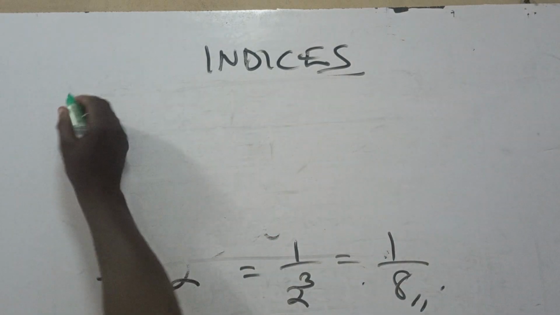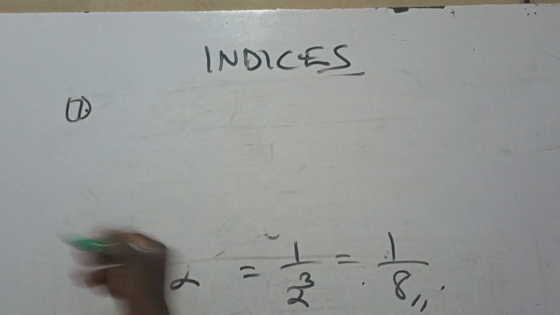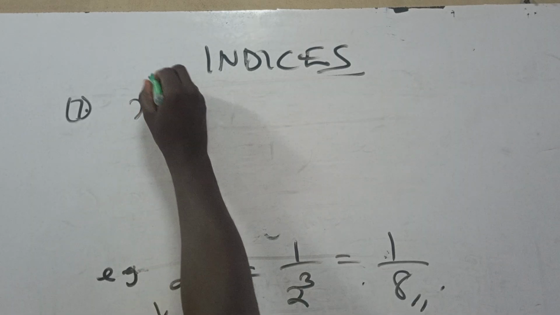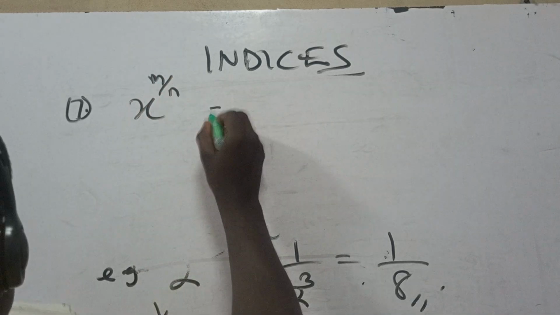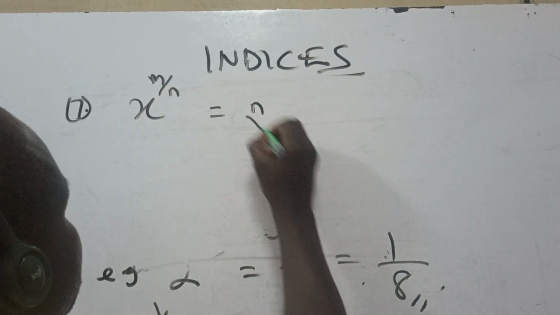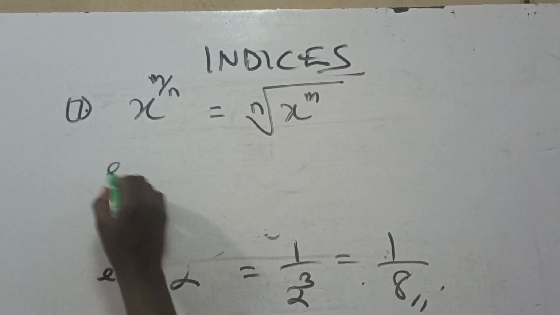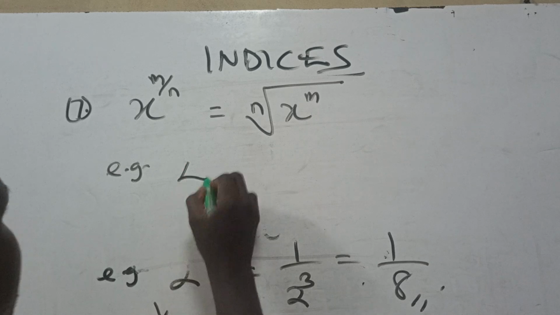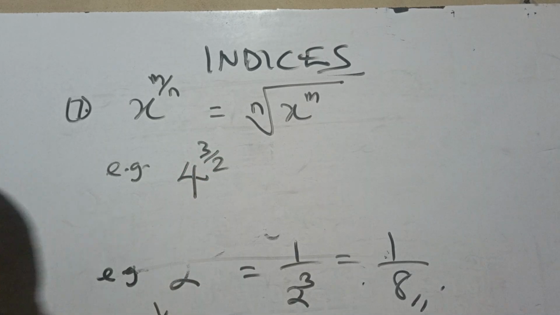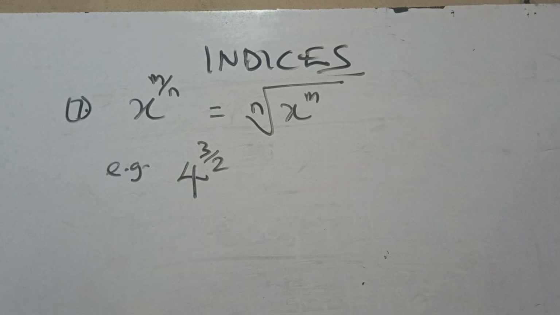Then let's just talk about the last law that I have here. When you have s raised by m divided by n, this is given as the nth root of s raised by m. E.g., when you have 4 raised to power 3 all over 2, you realize that the exponent in this case now is fractional, where the numerator is m and the denominator is n.